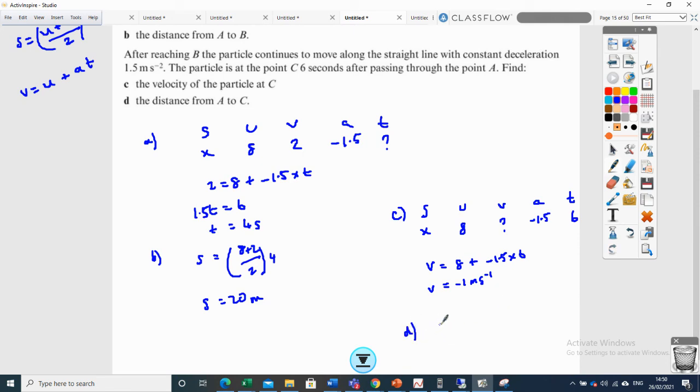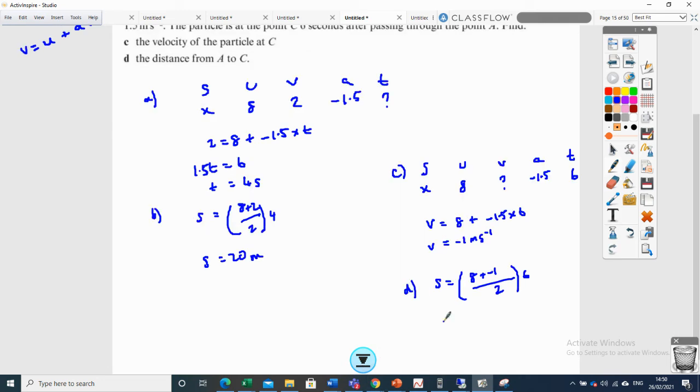The distance from A to C, so S is equal to U, which is 8, plus negative 1, over 2, times the time of 6. S is equal to 7 over 2, which is 3.5. 3.5 times 6 is 21. A to C is 21 meters.